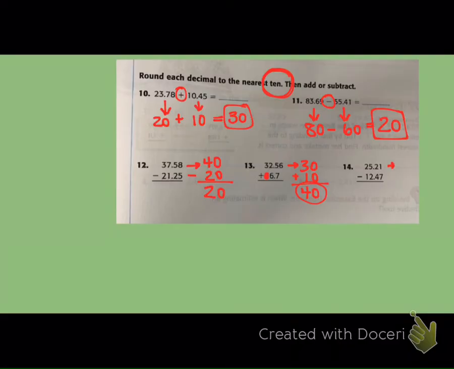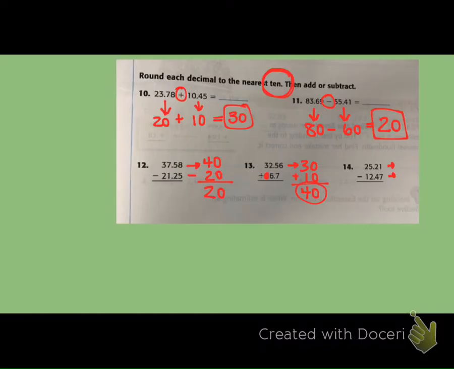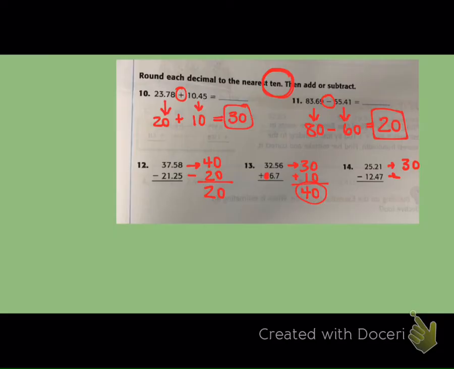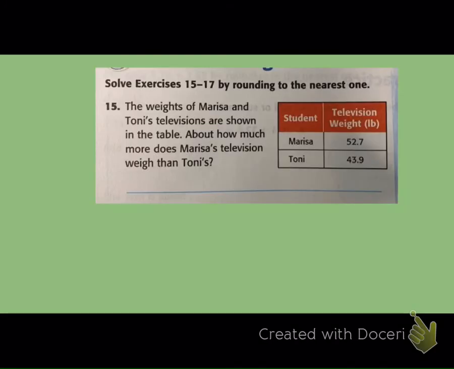Number 14, put little arrows here. 25 gets rounded to 30. We are subtracting 12, gets rounded to 10. So our total would be 20. Hopefully you got those 5 problems right and ready. You're understanding this material. All right.